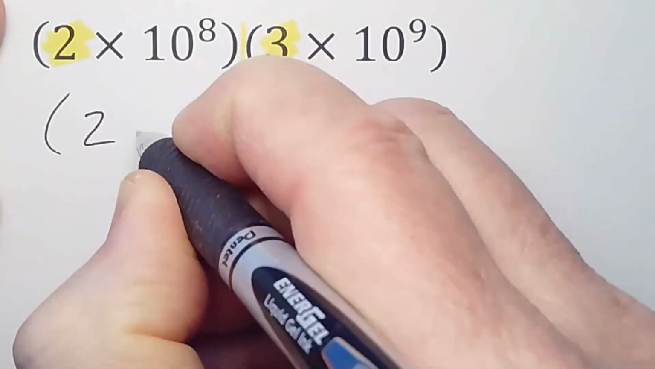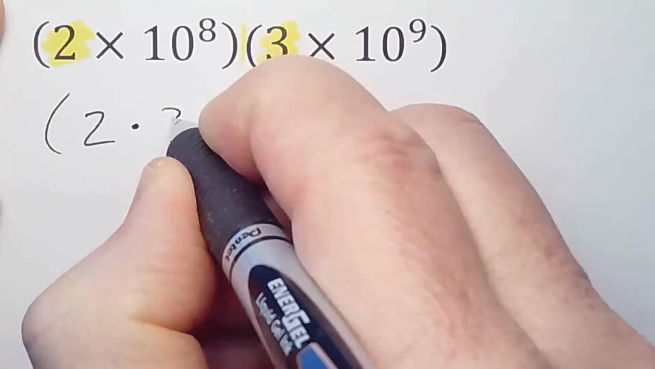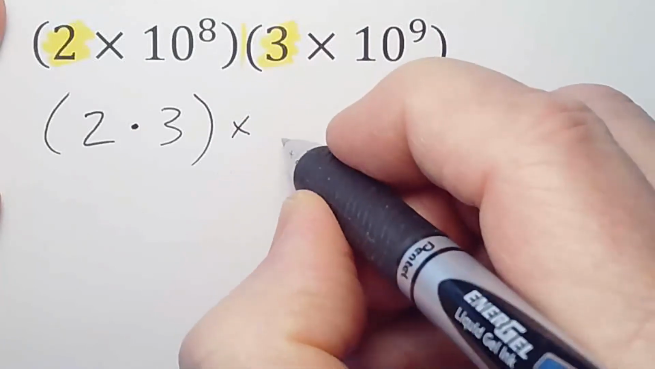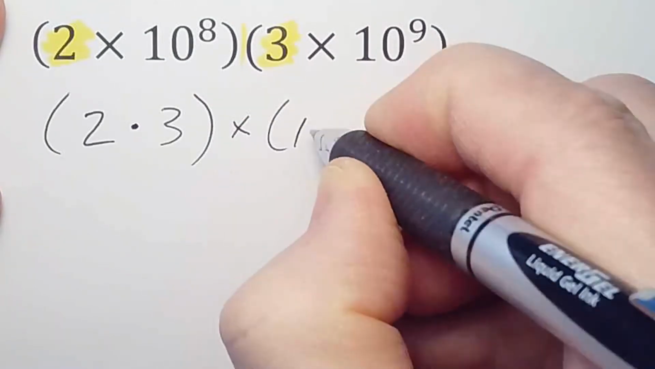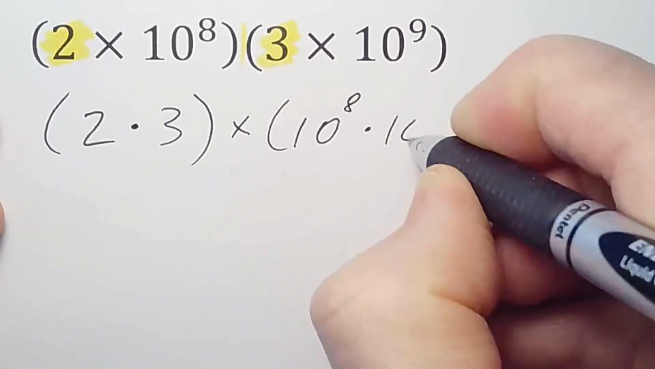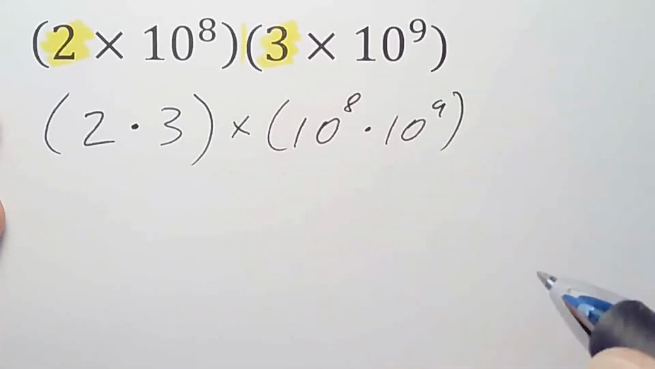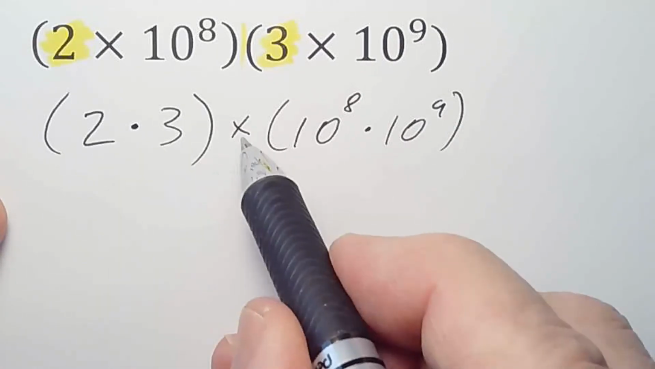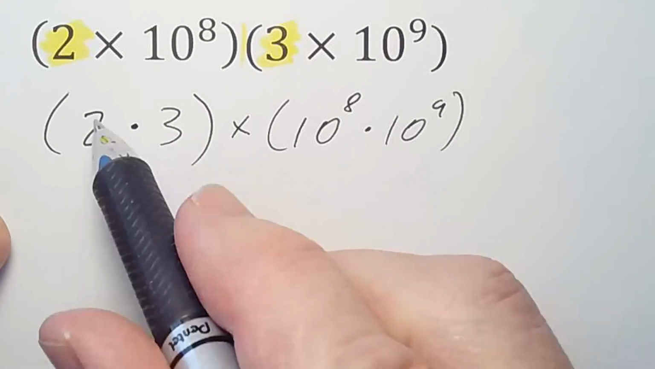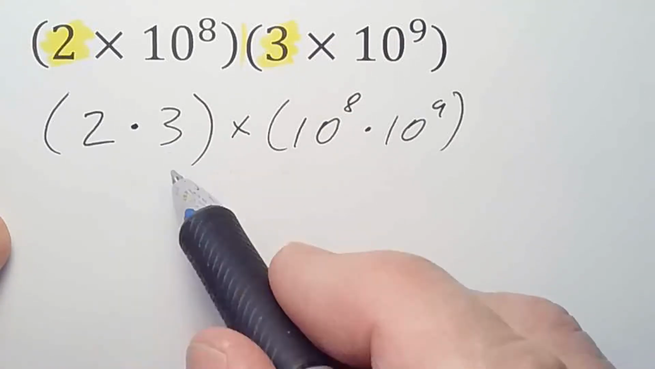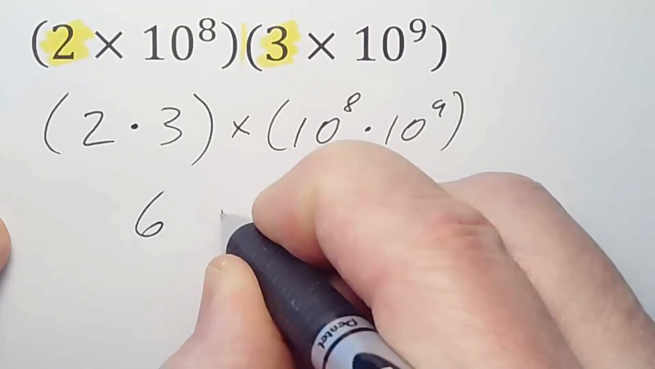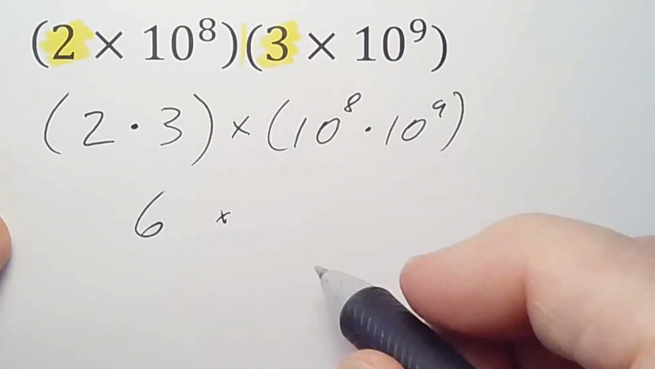So I have 2 times 3, and then whatever that is going to be times 10 to the 8th times 10 to the 9th. Again, you can see I'm using times in many different ways. Sometimes we use it as a dot, sometimes as an x. Anyway, let's simplify this first statement. Well, 2 times 3, whew, got to think hard on that one. I think that's 6. This comes down, that little x for the multiplication.